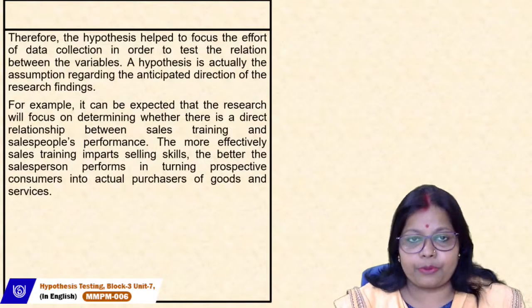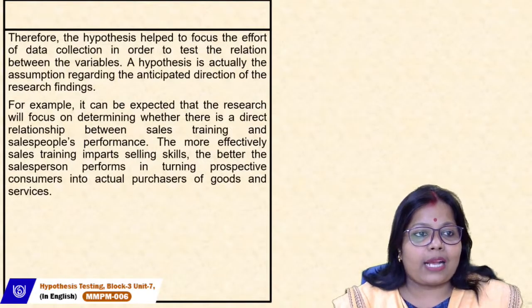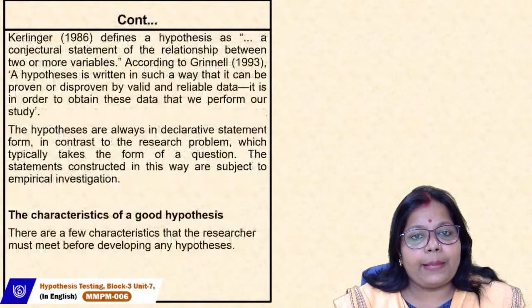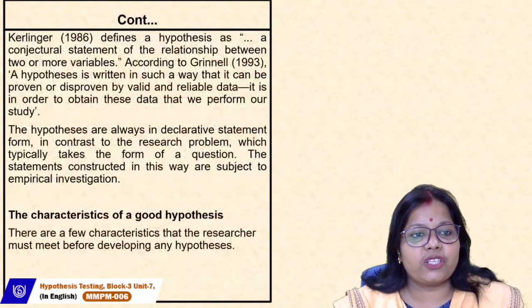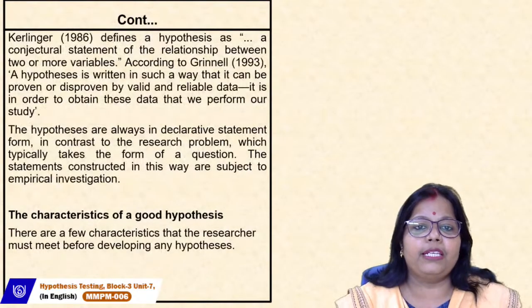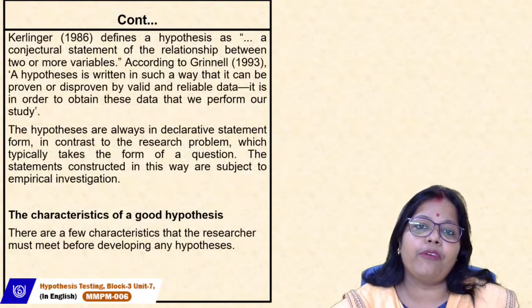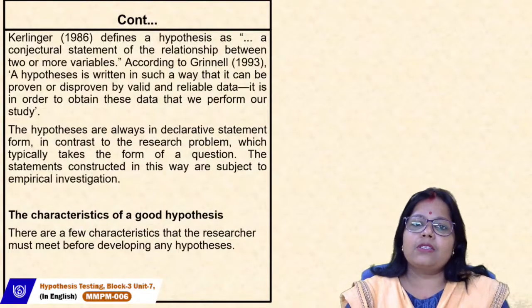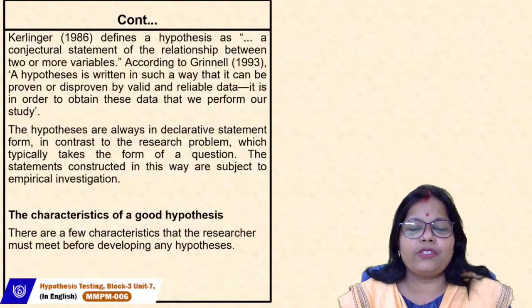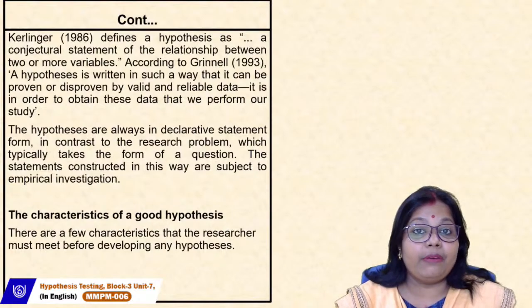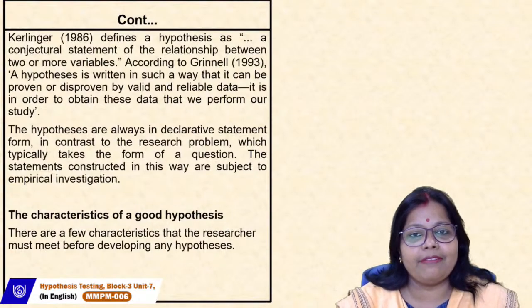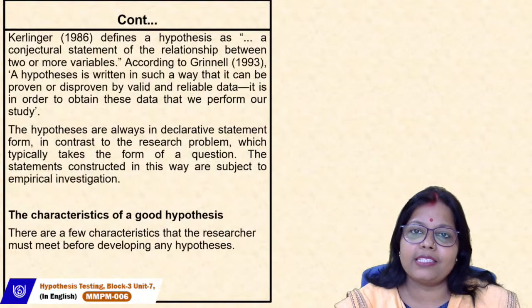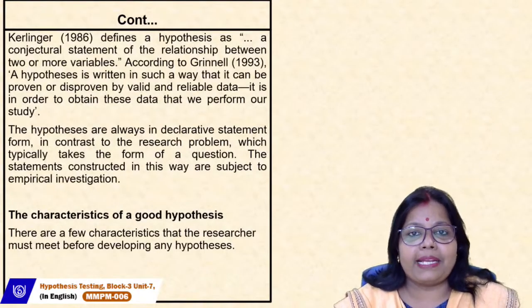This is another most important part, or the concept or direction, or you can say the importance of the hypothesis. According to Killinger, a hypothesis is a conjectural statement of the relationship between two or more variables. Here we have seen that in research questions, no such relationship was reflected. But when we frame the hypothesis, we give a relation between two variables, that is the salesperson performance and the marital status of the salespersons.